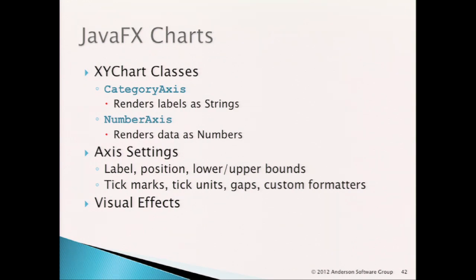Now, to make your charts look nice, you're going to want to configure some settings. So notice that there are APIs to manipulate the label of the axis, its position, lower bound, upper bound, and even down to a granular level where you can do tick marks, tick units, specify gaps, and custom formatters. So there's quite a bit that you can do here, and you can make some of these charts look really nice when you do this. Remember that the visual effects are all there with drop shadows. You can manipulate the opacity and so forth, and it applies to all the charts.